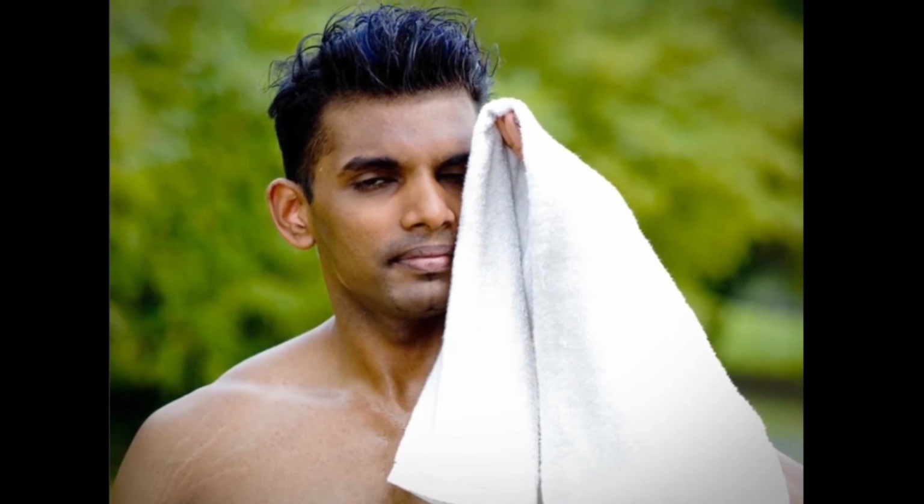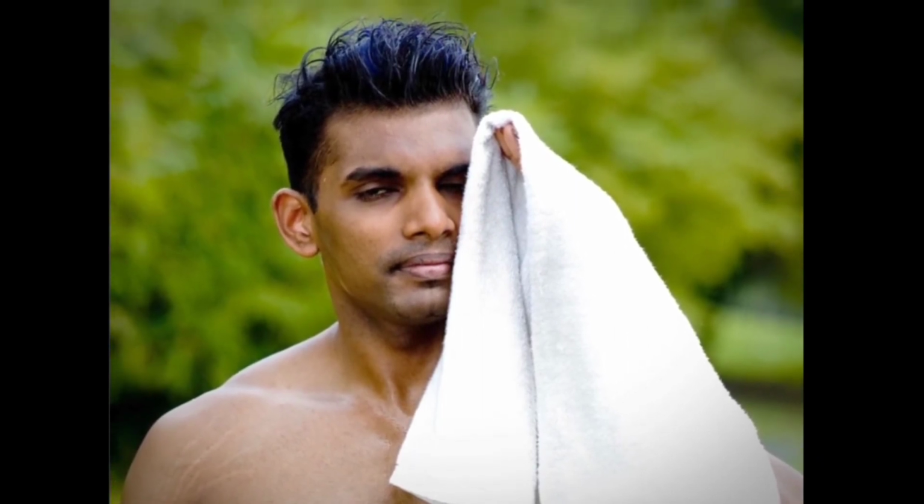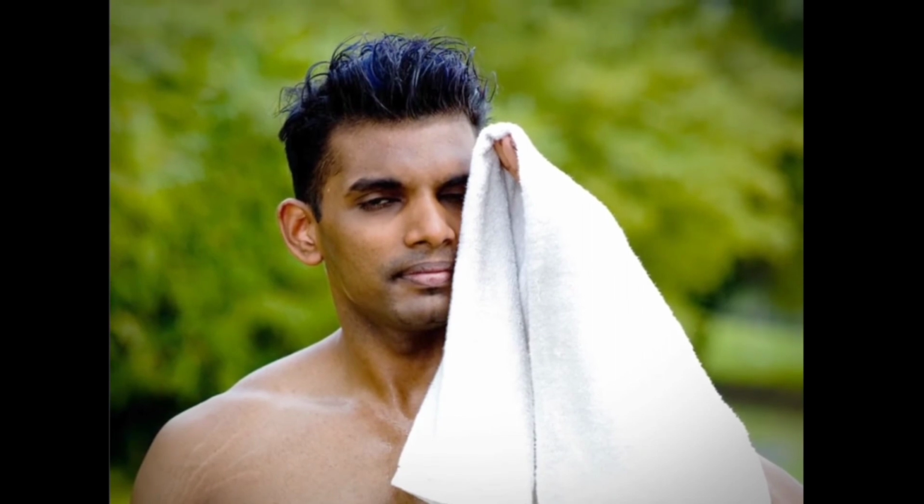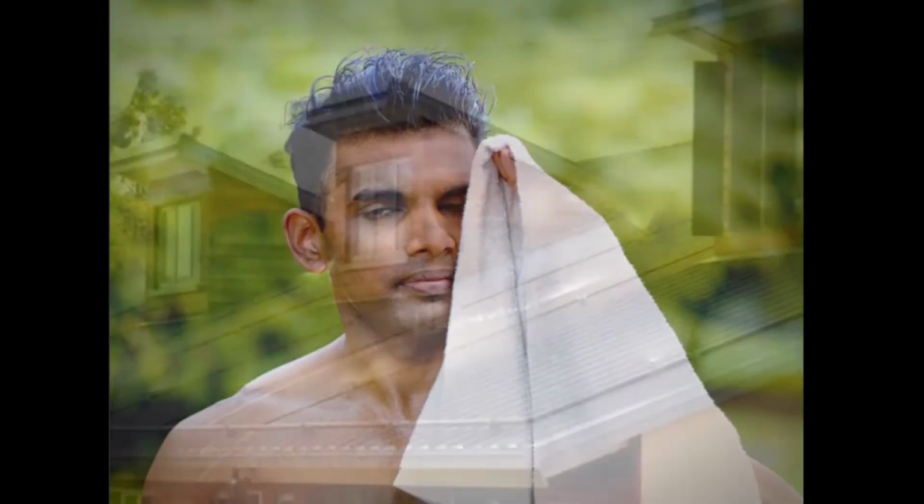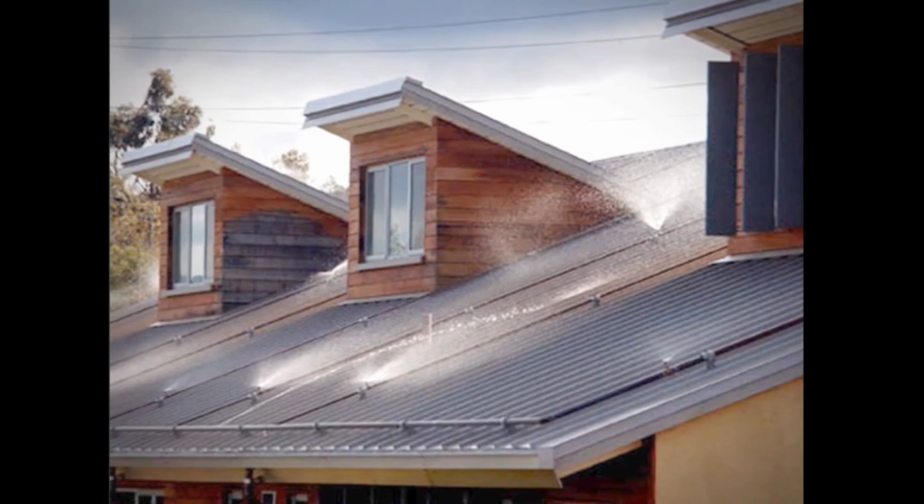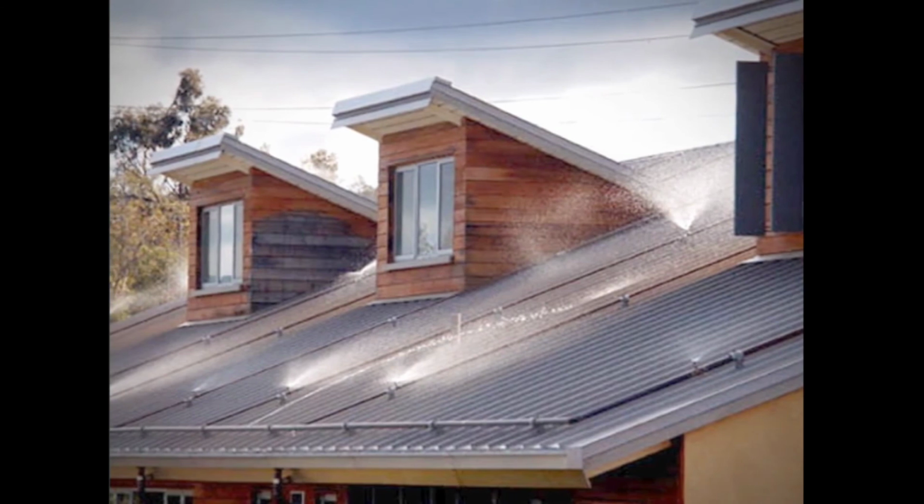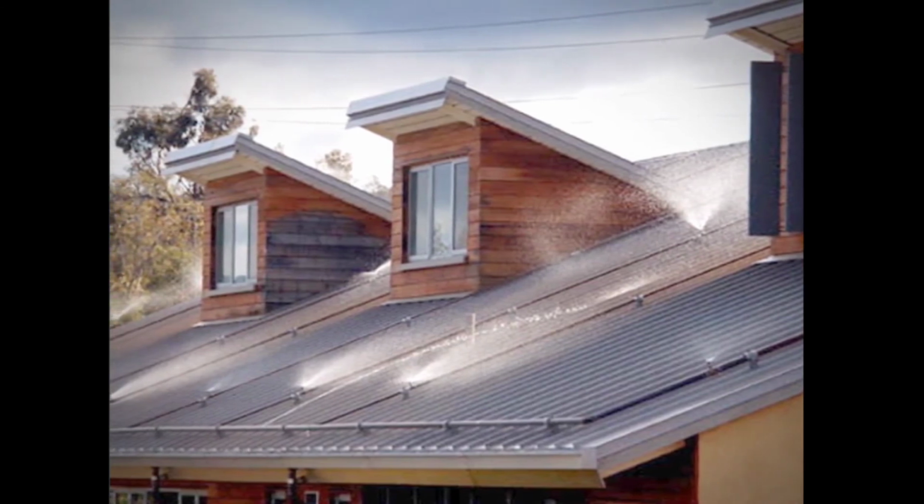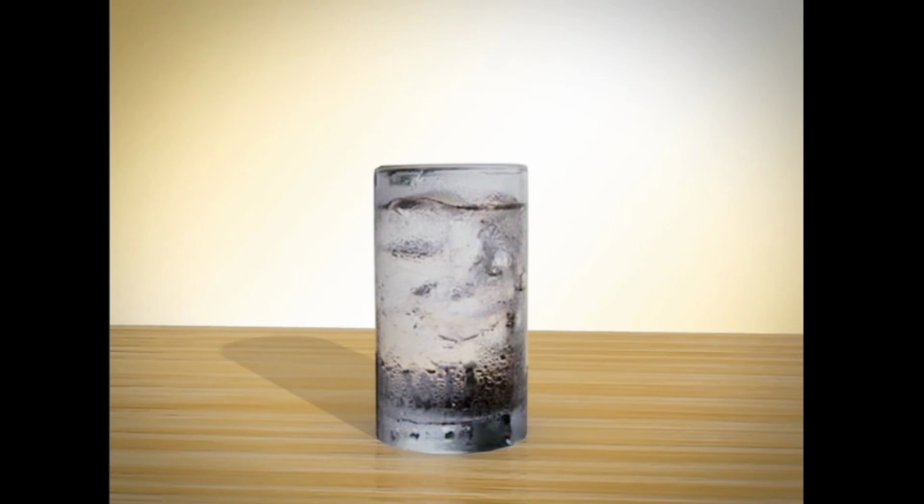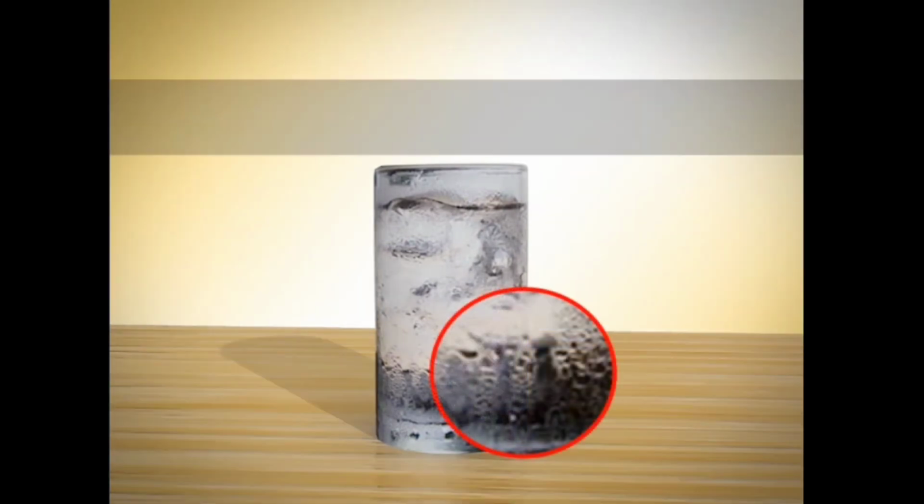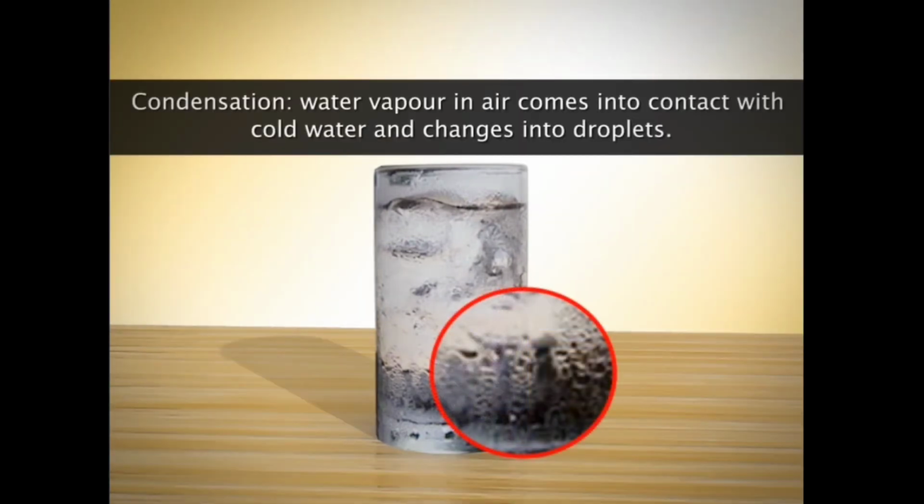Cotton, a good water absorber, absorbs sweat and exposes it to the atmosphere for easy evaporation. On a hot, sunny day, people sprinkle water outside their houses or on their roofs to keep their houses cool. A glass containing ice-cold water has water droplets on its outer surface. When water vapor present in the air comes into contact with the ice-cold glass, it condenses as droplets.